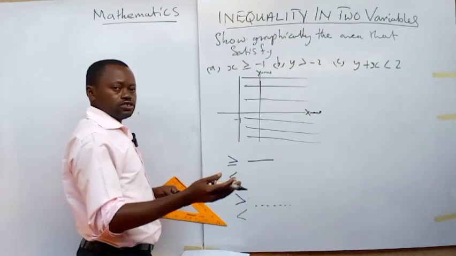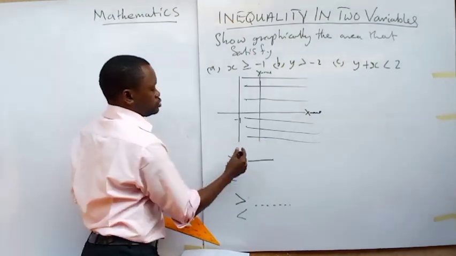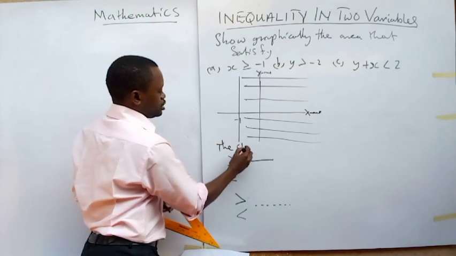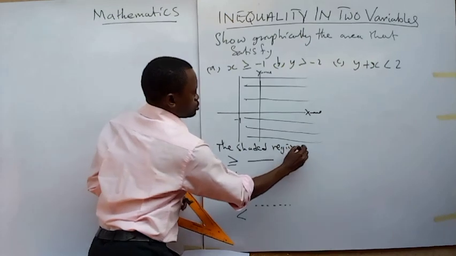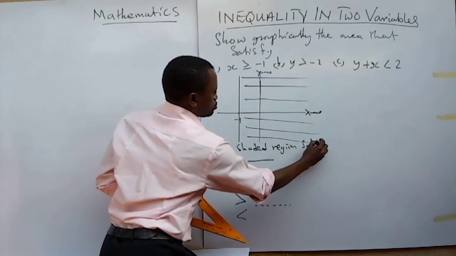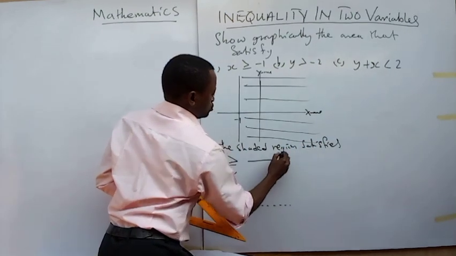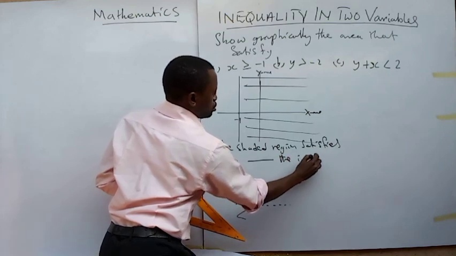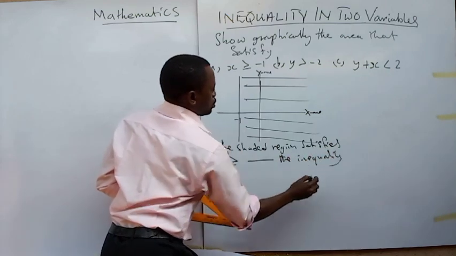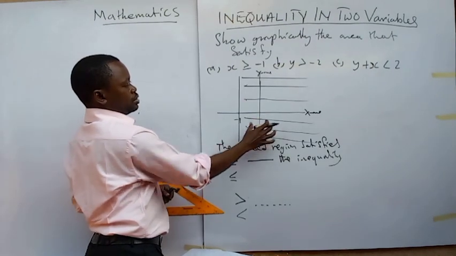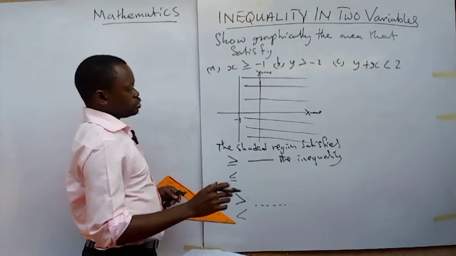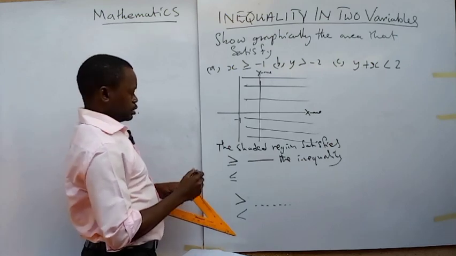So when they say show the region that satisfies the inequality, when you shade like this, you say the shaded region satisfies the inequality. Okay, so my solution lies on this part. I'm sure that is very clear.